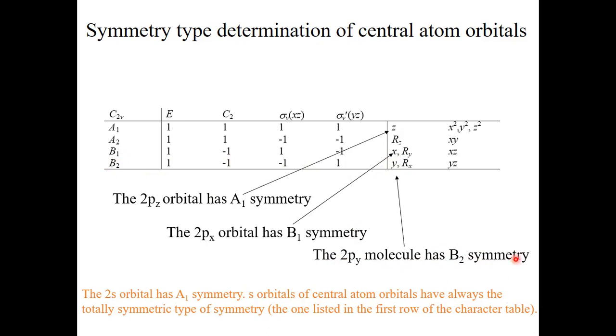All right. So now we know all the symmetry types of our ligand group orbitals. We also know all the symmetry types of our central atom orbitals. So now we can start to combine orbitals of the same symmetry type to form molecular orbitals, and that's the next step. We can go through all the symmetry types systematically and determine how many molecular orbitals we will have of the same symmetry.